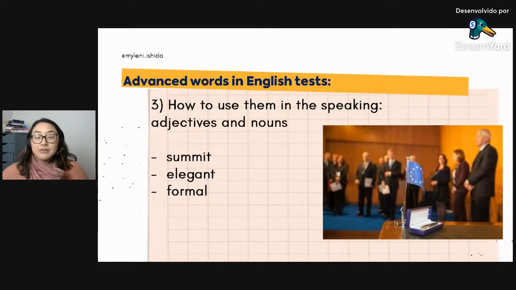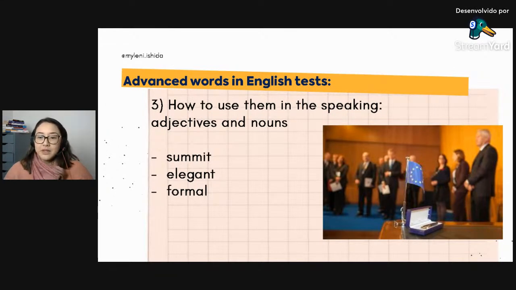Roupa social. Como fala roupa social? A gente quer dizer em português roupa formal, right? Business. A gente não fala social clothes. Be careful. In English, you are going to say formal clothes.